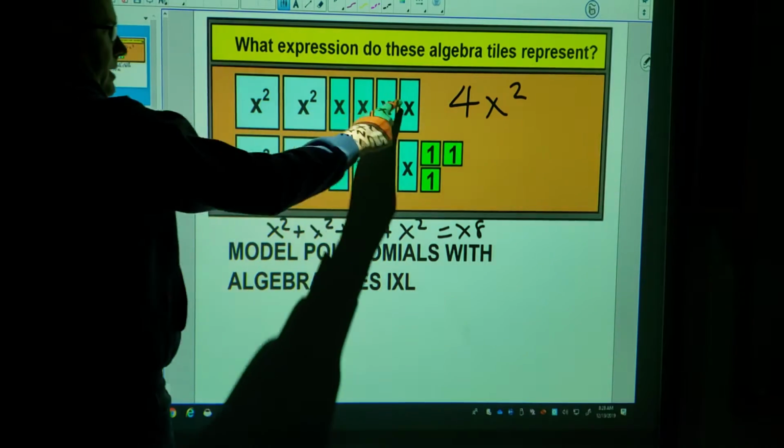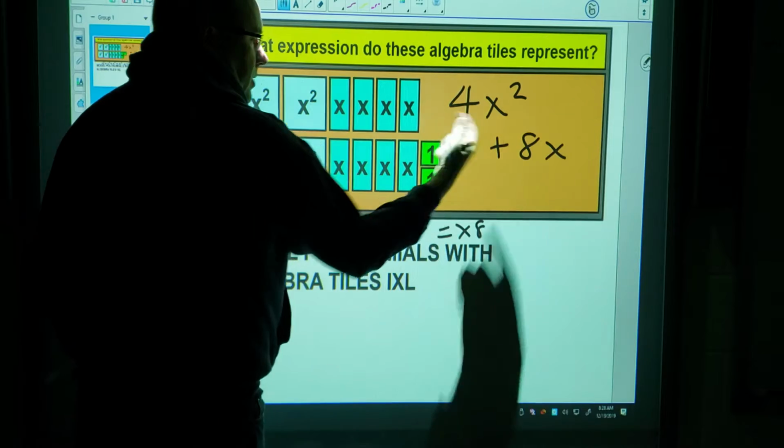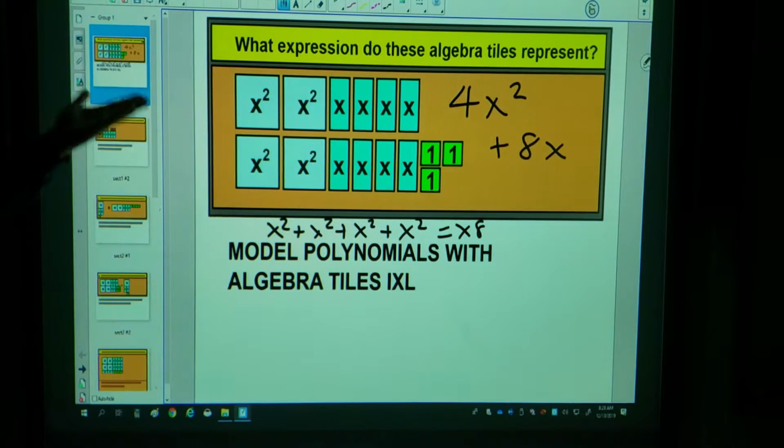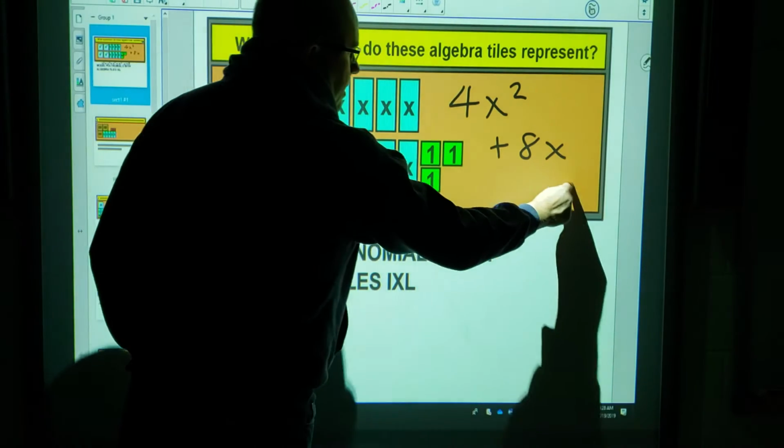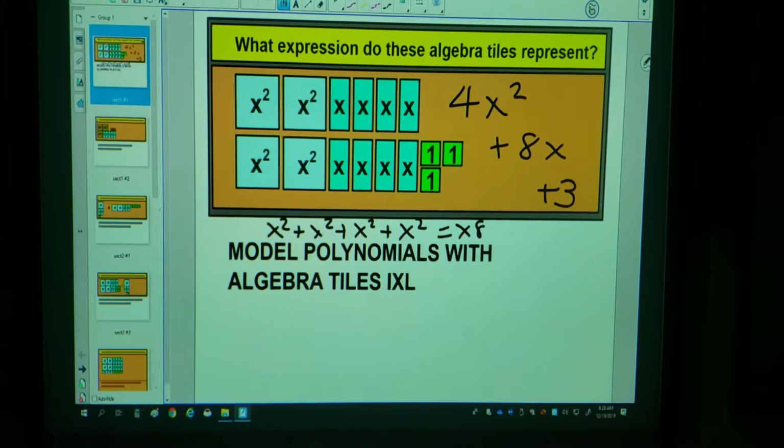Now, when we move on to the rectangles, we notice that there's 8 of those. So 8x. I'm putting positive 8x to show that it's not subtract 8x or negative 8x. And I also have 3, and once again, I would have positive 3. And that's how I can represent that.